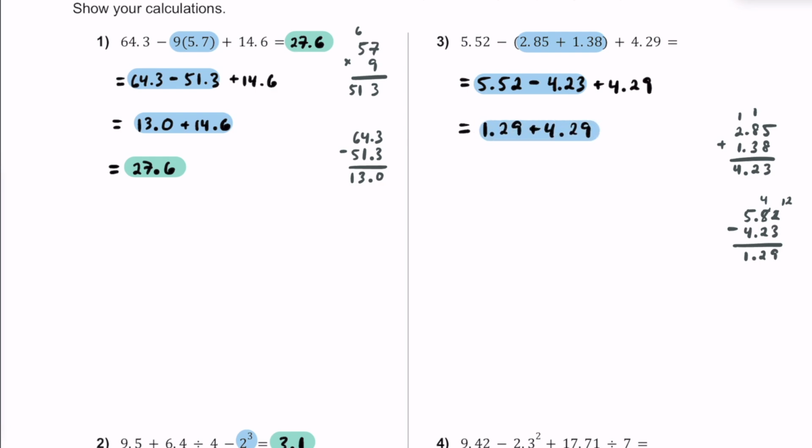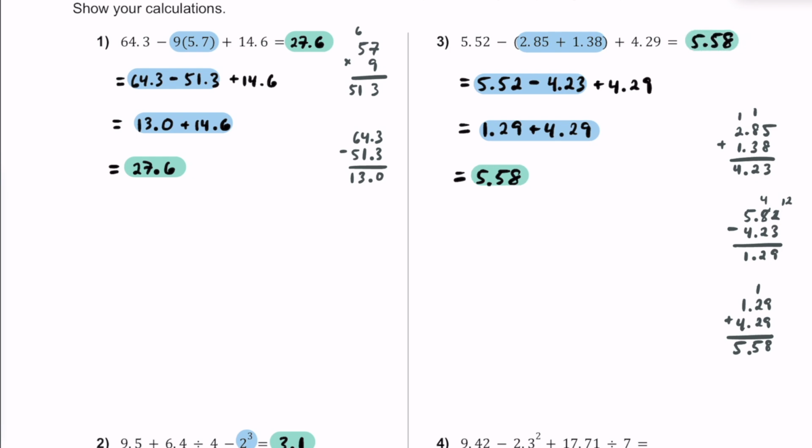All right, so we're just adding decimals here for this last step. If we go ahead and add, I'm going to write on the side 1.29 plus this 4.29. 9 plus 9 is 18, carry the 1. 1 plus 2 plus 2 is 5. 1 plus 4 is 5. So I think our final answer here is going to be 5.58. I'm going to write that in both of these locations and highlight these green because I think this would be our answer.